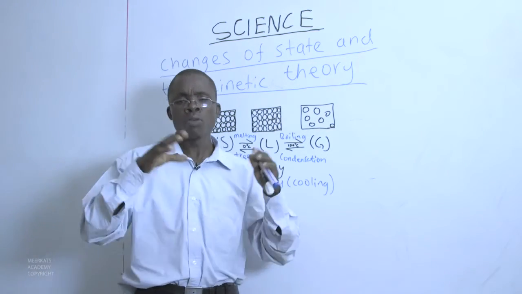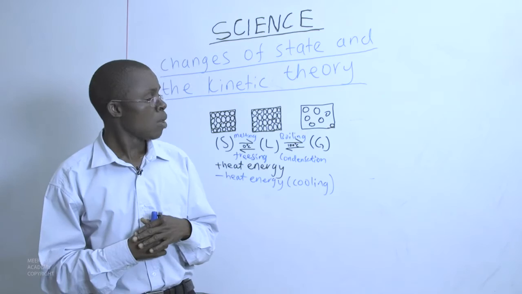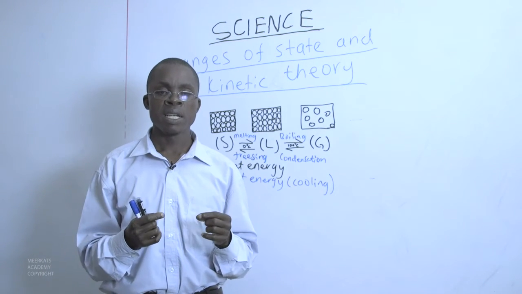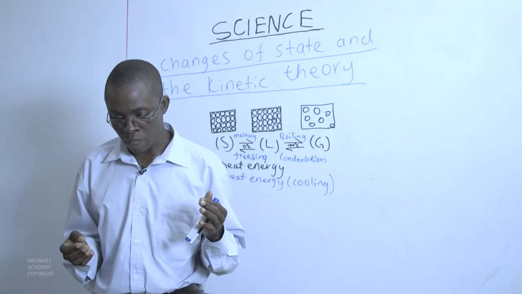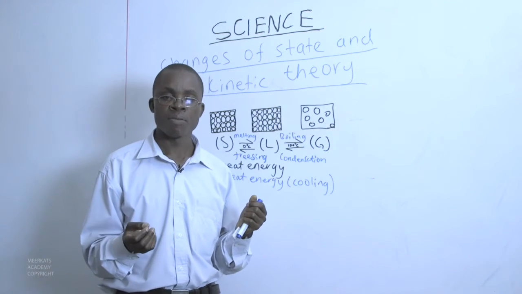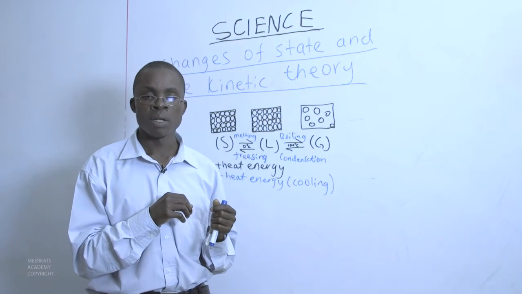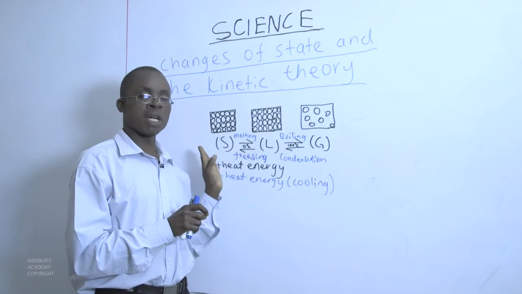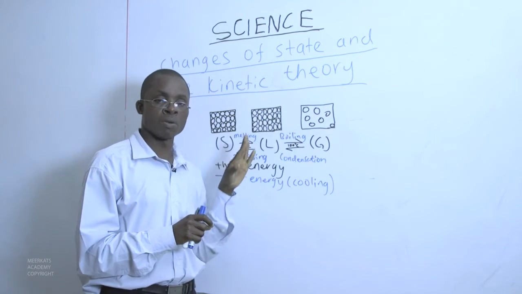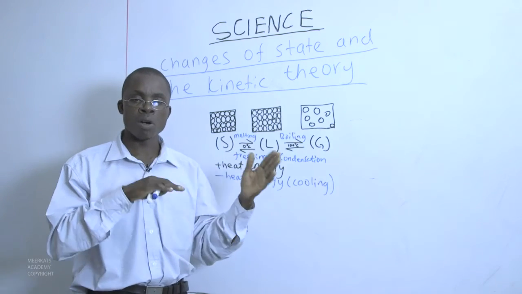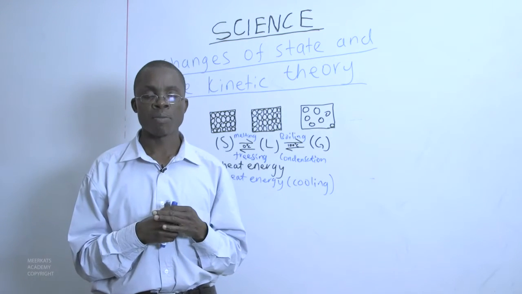Now, because of all that we have been explaining, can you please tell me what could be the hidden issue in all of this? What causes particles in matter to move faster? Because in all these states of matter, whether you are changing from solid to gas, or gas to solid through liquid, you are just talking about how fast or how slow matter is moving. So what causes particles of matter to move faster?